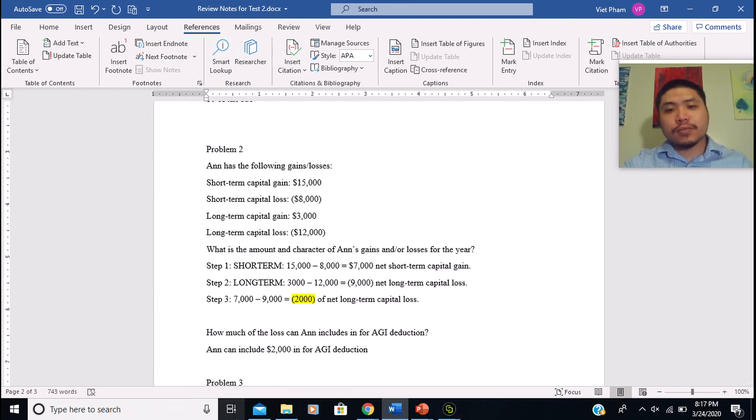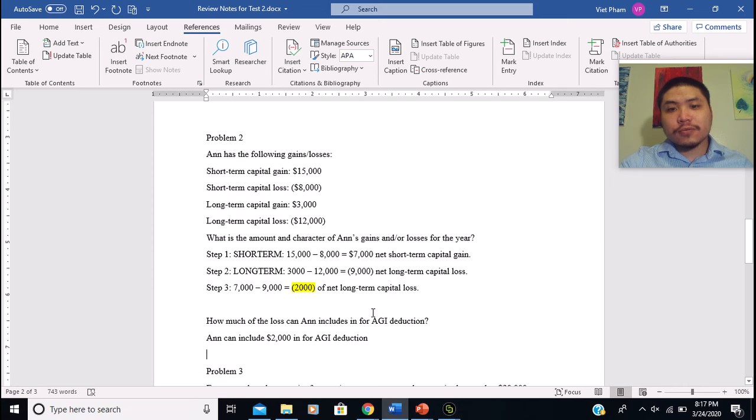Right, so that was because the cap is $3,000, right? So if, let's say, in this case Anne has $4,000 or $5,000 of loss, then she can only deduct $3,000, and then she has to carry forward the leftover that she hasn't used this year, right? But in this case, since she only has $2,000 of capital loss, she can deduct the whole amount, right?